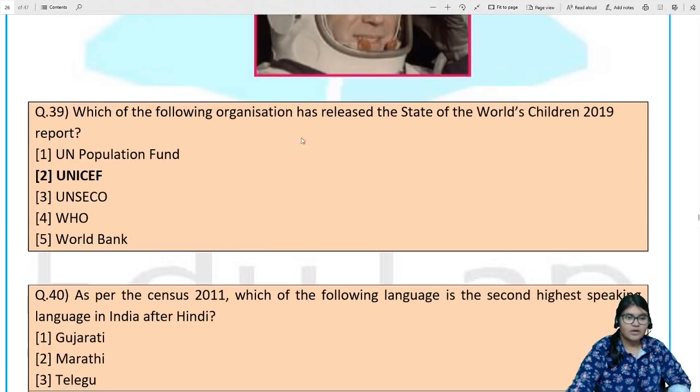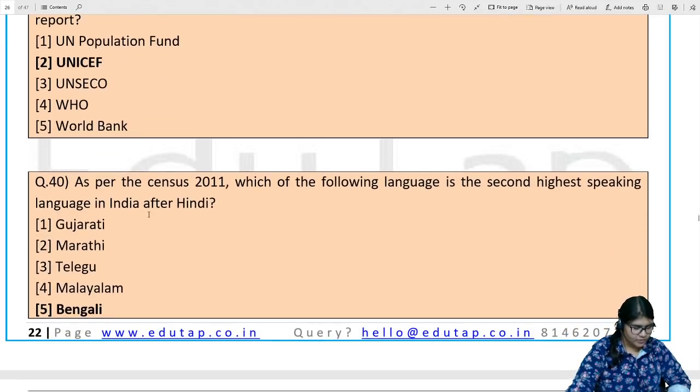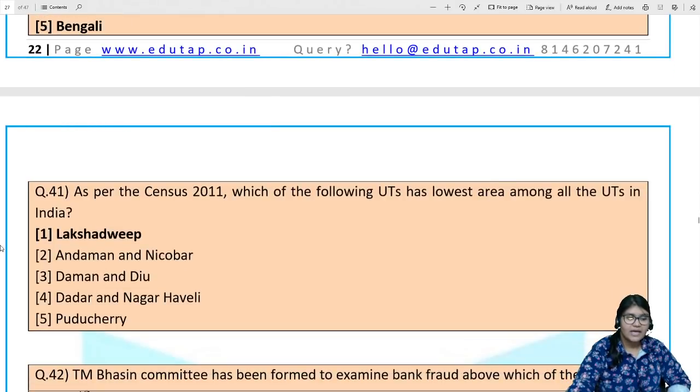Which of the following organizations has released the State of the World's Children 2019 report? The answer is UNICEF. Next question, as per the census 2011, which of the following languages is the second highest spoken language in India after Hindi? Answer is Bengali. Next, as per the census 2011, which of the following union territories has the lowest area among all the union territories in India?